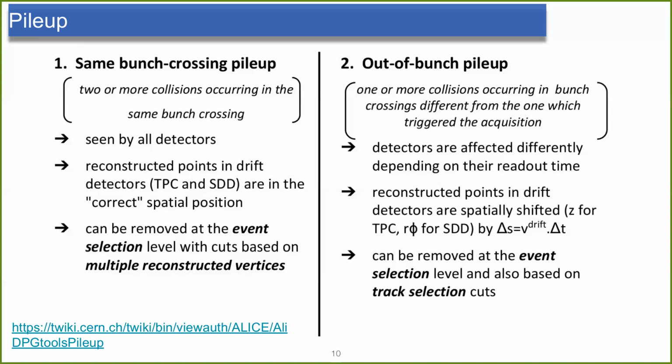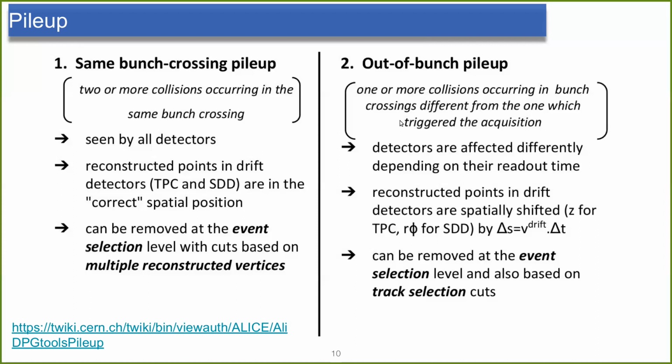But if you go to a slower detector, for example like the TPC, where the readout time is around 100 microseconds, there you will get the information of around 4,000 bunch crossings. So it will basically see the effect of pileup from the neighboring 4,000 bunches. Therefore, this out-of-bunch pileup affects the detector depending on its readout time. And using this different readout time of the detectors, one can reject this out-of-bunch pileup.